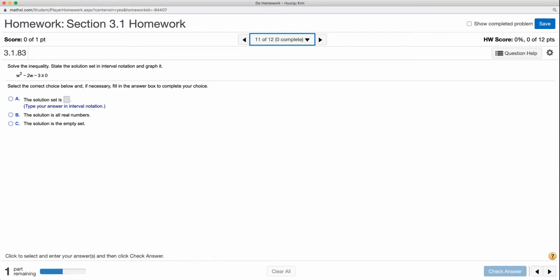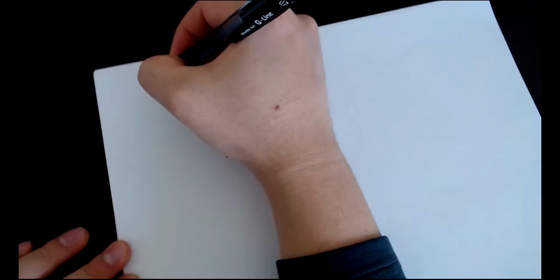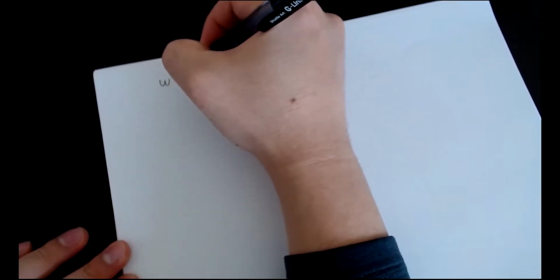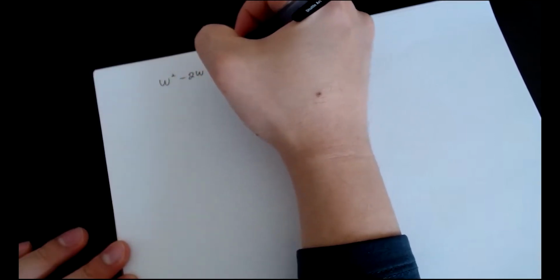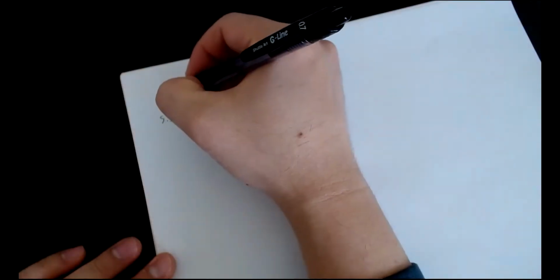Okay, so now, see the problem. w squared minus 2w minus 3 is greater than or equal to 0. So step 1, you can solve this one by using the graphical method or the test point method, but yeah, I'm going to use the test point method. Okay.